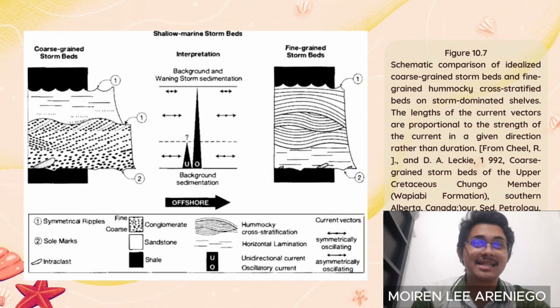So here in this next slide, we can see the shallow marine storm bed. And this figure shows the coarse-grained storm beds and fine-grained HCS cross-stratified beds. The legend is on the bottom side, and this figure is the schematic comparison of idealized coarse-grained storm beds and fine-grained HCS cross-stratified beds on, of course, the storm-dominated shelves.